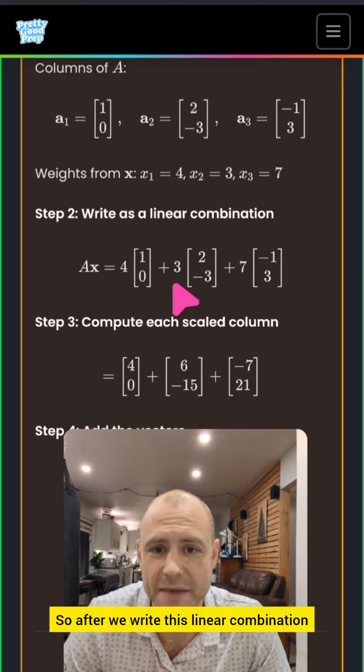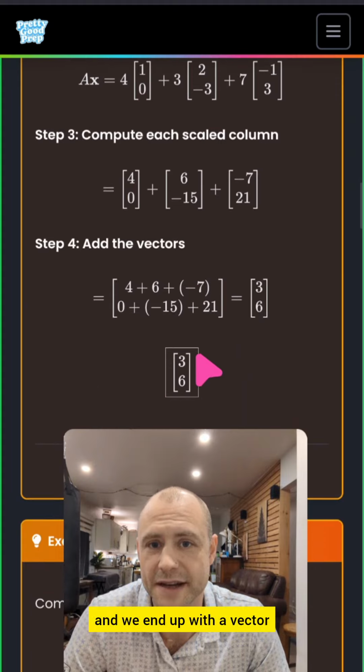So after we write this linear combination, we just combine them and we end up with a vector. And that's the first example.